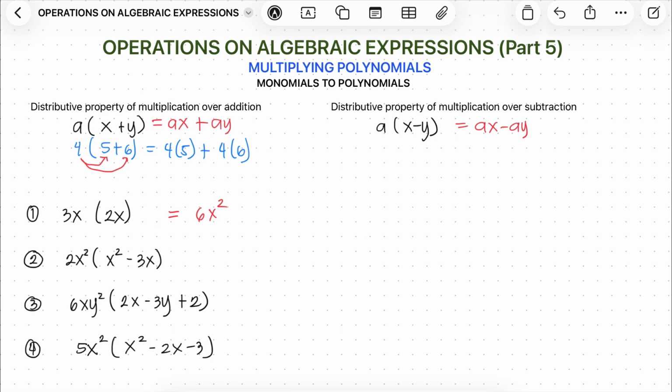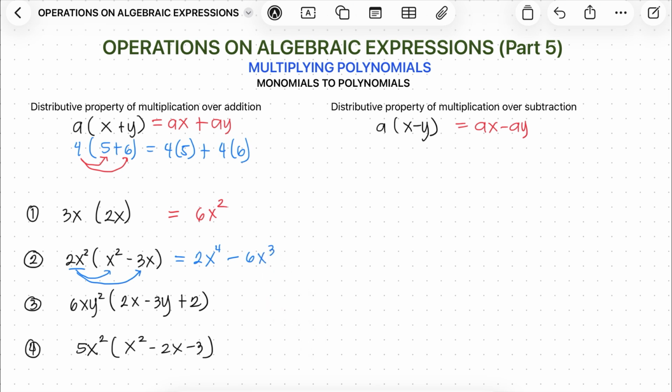Okay? Number 2, we have 2x squared times the quantity x squared minus 3x. So let's apply the distributive property. This is distributing 2x squared to both terms. The first one will be 2x squared times x squared. That will give us 2x raised to 4. Next, 2x squared times negative 3x: that is negative 6, and x squared times x is x cubed.